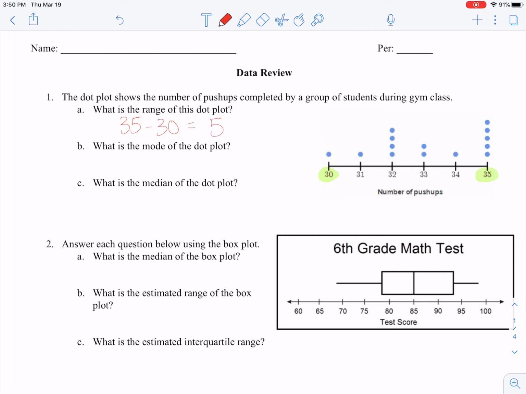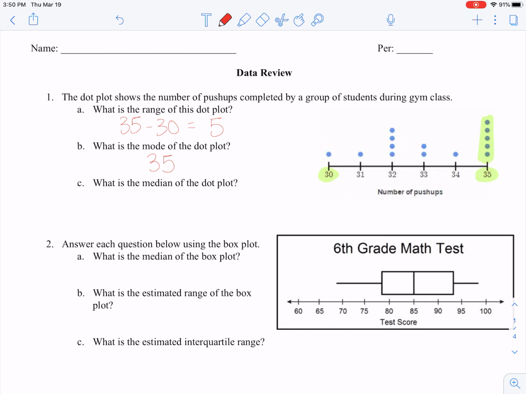B, what is the mode of the dot plot? The mode means that it is the number with the greatest frequency or the greatest amount that is shown on the dot plot. So in this case, the number of dots would tell us what the mode would be. And we know that there are 5 dots for number 35. So we know that 35 push-ups would be the mode for this graph.